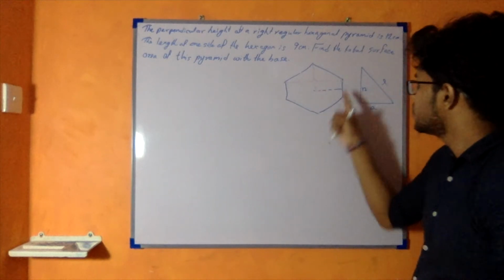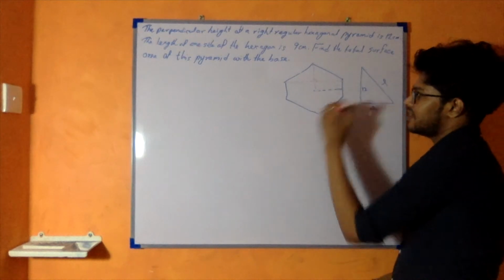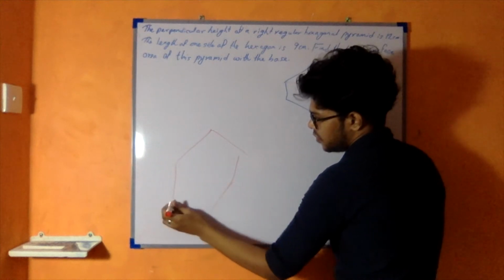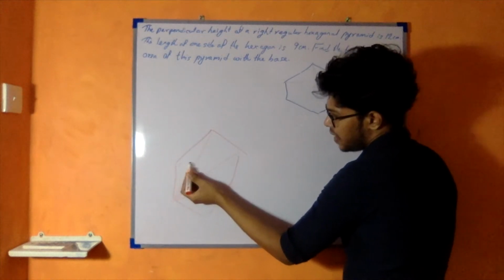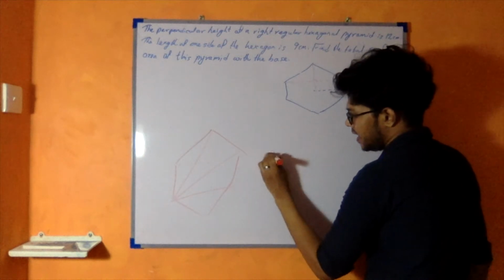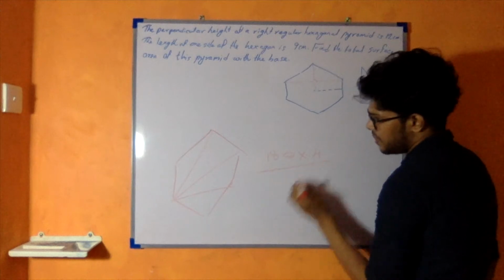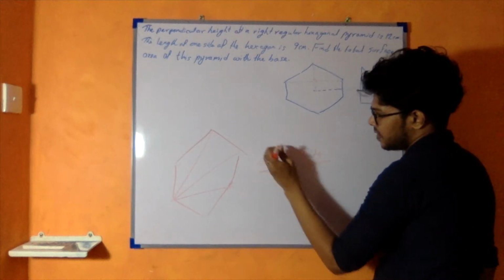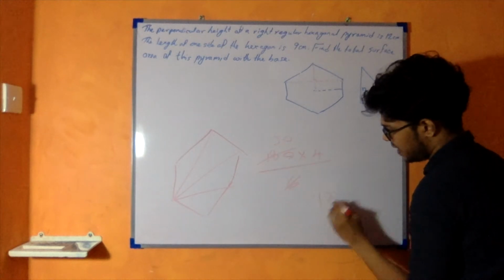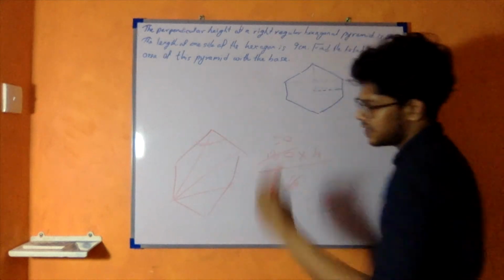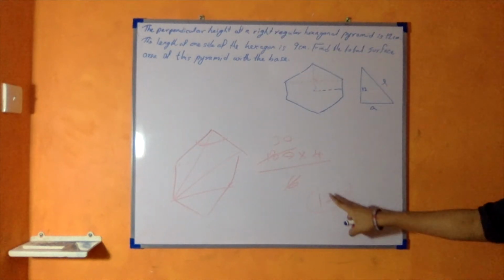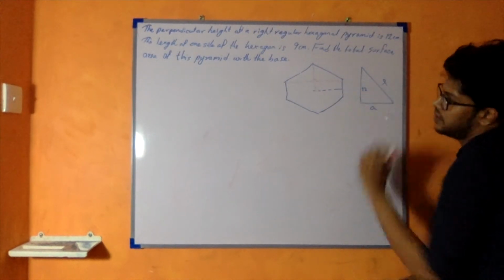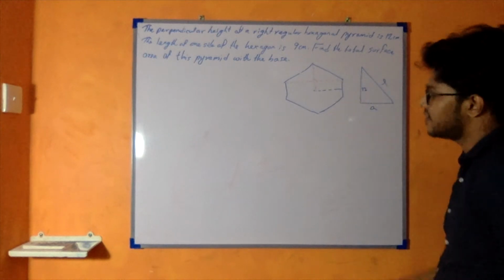What about this angle? The internal angle of a hexagon, what is it? If you get a hexagon, there are going to be 1, 2, 3, 4 triangles. So 180 into 4 divided by how many sides are there? 1, 2, 3, 4, 5, 6, so 6. It is going to be 30, and 30 into 4 is 120 degrees. So one angle of a regular hexagon is 120 degrees.